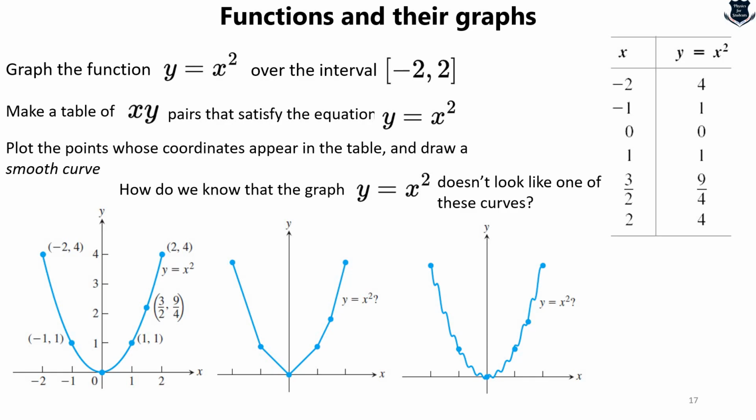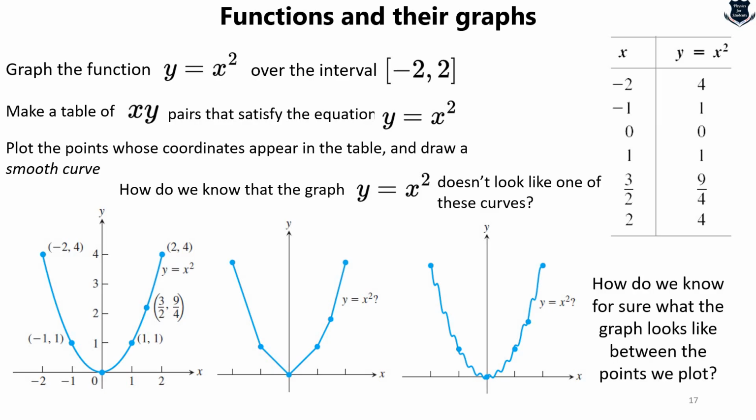In order to do that we could plot more points, but how do we connect them? So the basic question that remains over here is how do we know for sure what the graph looks like between the plotted points? How do we connect them? This answer will be given by calculus, as we will see. So calculus can only provide the answer. In the meantime, let us settle for plotting points and connecting them as best as we can, and we get this kind of a graph.